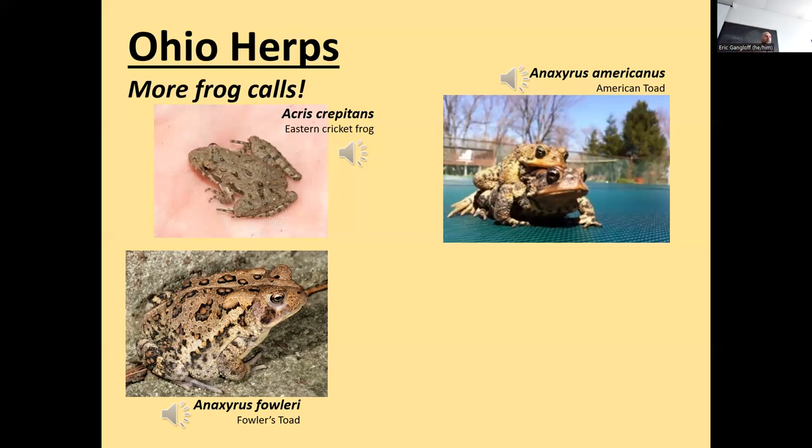This one we've heard before. Remember the podcast interview we listened to at the beginning of the semester with Priya Nanjappa? She's talking about hearing these guys in the woods and thinking it was somebody screaming. This is Fowler's toad, Anaxyrus fowleri. Same genus as the American toad. So what family is it?